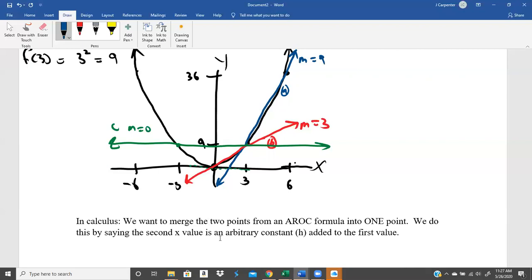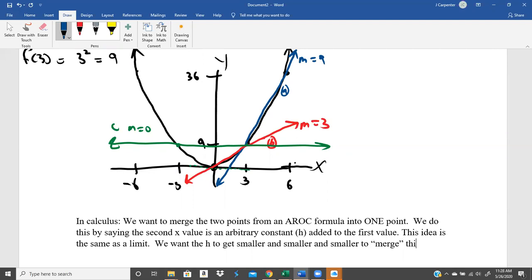That sounds familiar if you watched the last class's lectures, which I know everyone has. This idea is the same as a limit. We want to get smaller and smaller and smaller to merge these points.